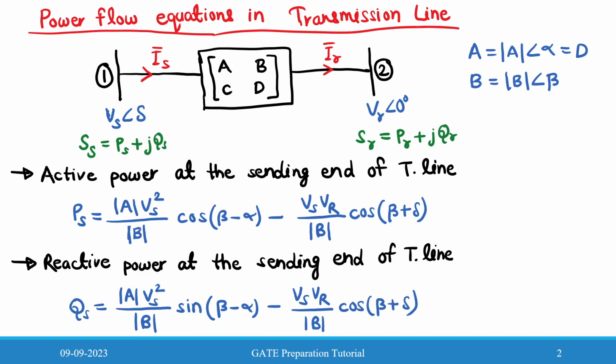As you can see, for active power the cos expression will come, and for the reactive power there is just a difference in sign. The cos term will be replaced by the sin term, and there is no other difference in these expressions. It is also important that alpha is the angle of parameter A, and beta is the angle of parameter B. So alpha and beta are used in these expressions, and delta is the power angle, the difference between the sending end voltage and the receiving end voltage.